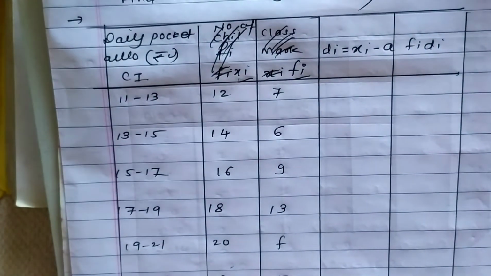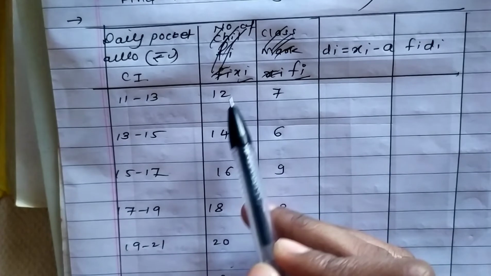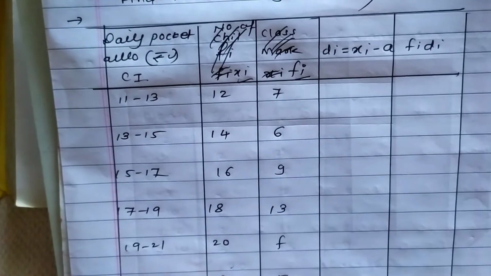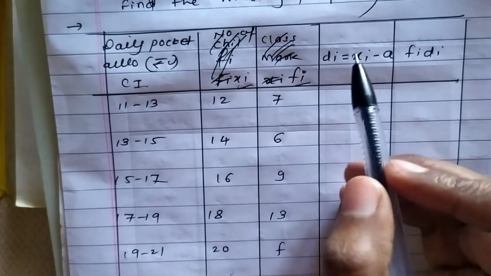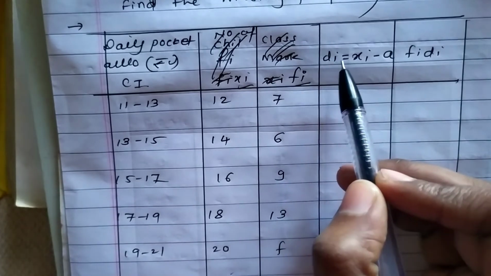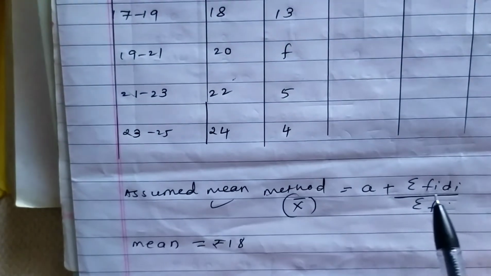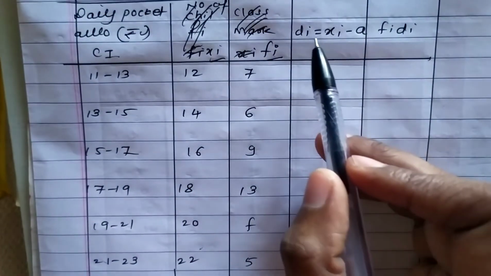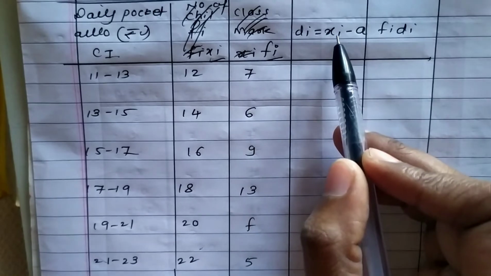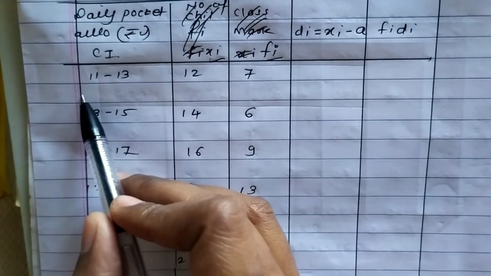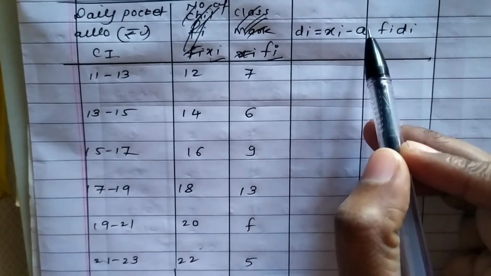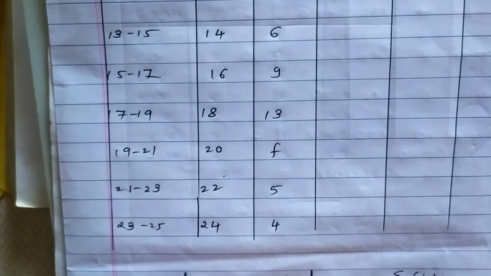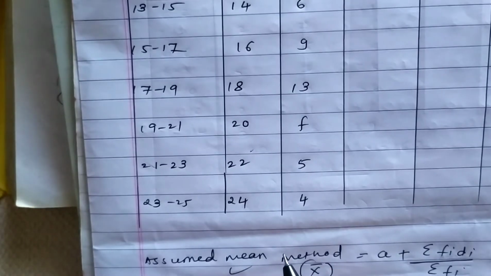In the direct method you would calculate Fi into Xi. If you know the tables, you can do it that way also. Here we need Di, because our mean formula has Di. Fi we know, so Di we have to calculate. Di equals Xi, the class mark of the class, minus A, where A is the class mark of the modal class.